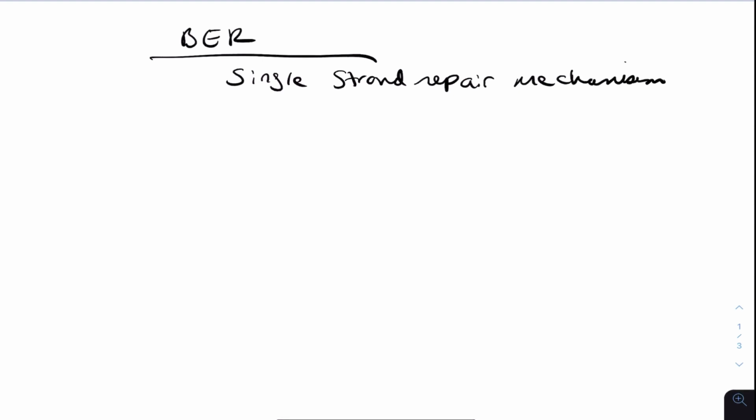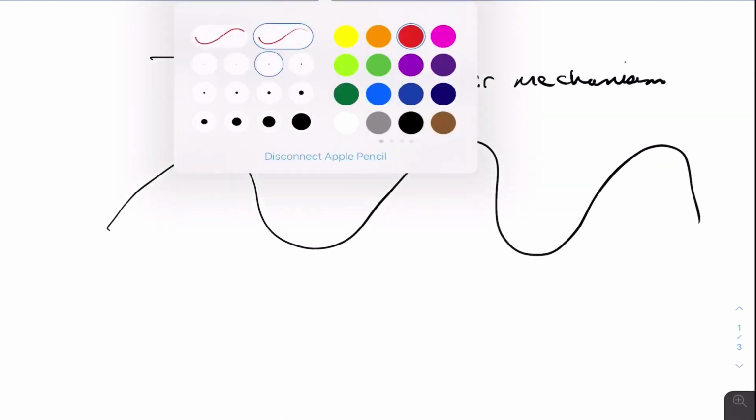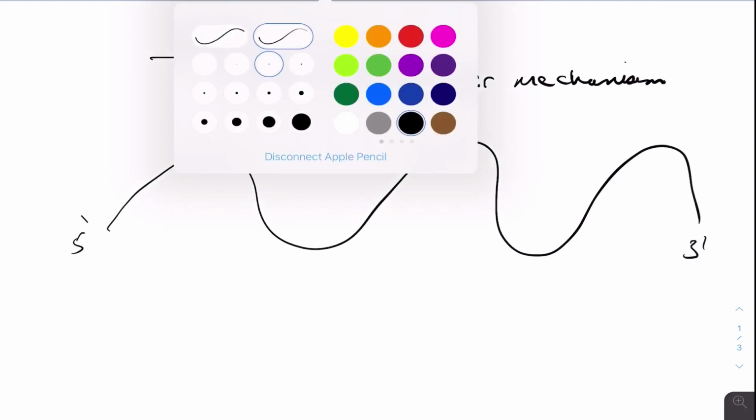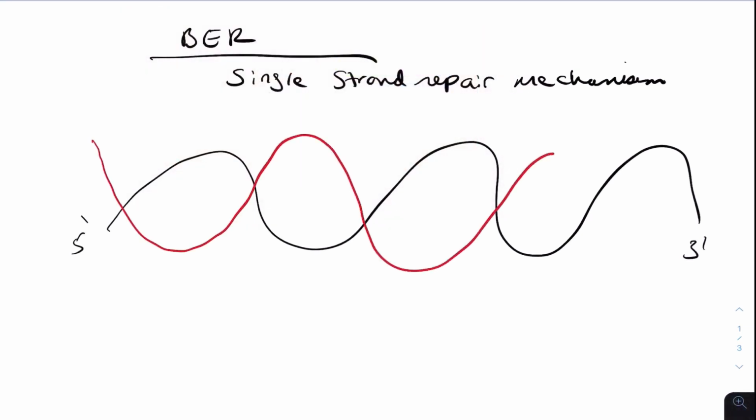Let's draw this out. Imagine this is our DNA. We have a 5' to a 3' end, and then we have another strand going from a 3' to a 5' end. What ends up happening is we have damage to a single base.